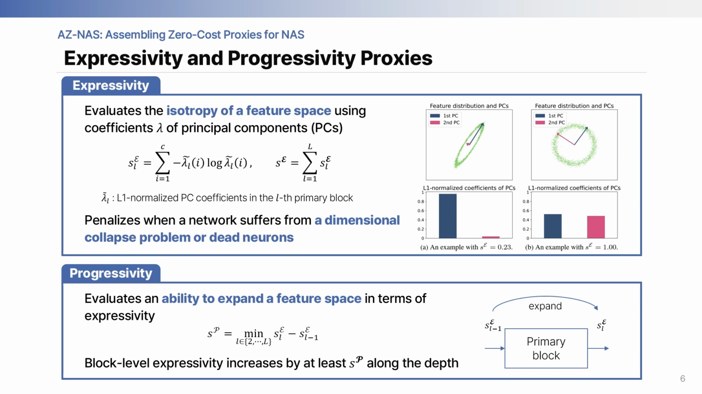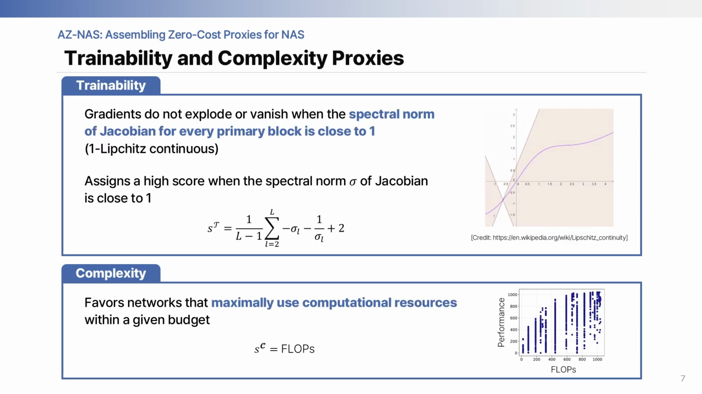Third, the trainability proxy checks for exploding or vanishing gradients during backpropagation. If a spectral norm of Jacobian for each primary block is close to 1, the backpropagation step becomes stable. Therefore, the trainability proxy assigns a high score when the spectral norms from all primary blocks are close to 1.